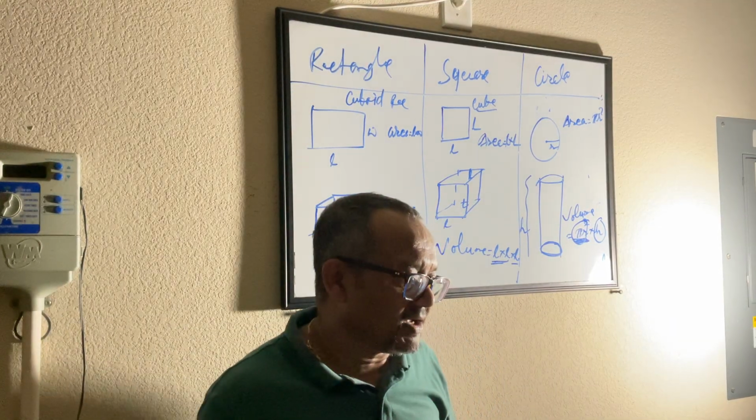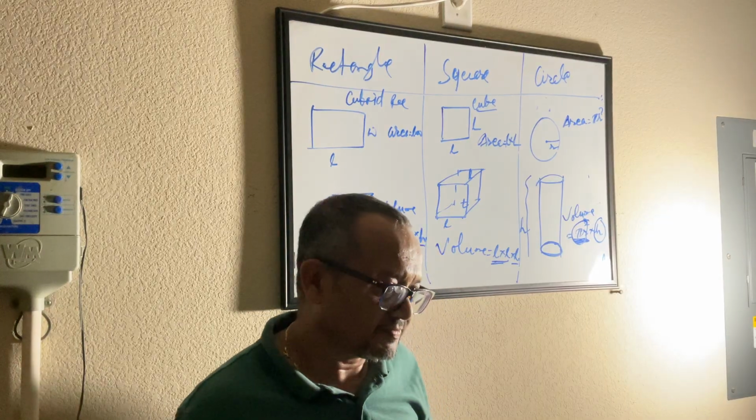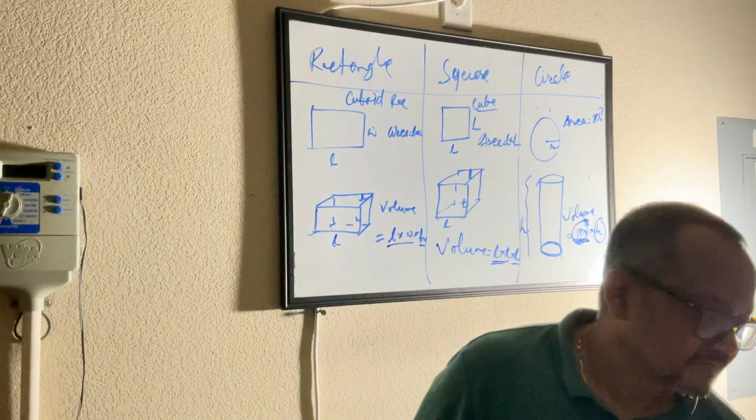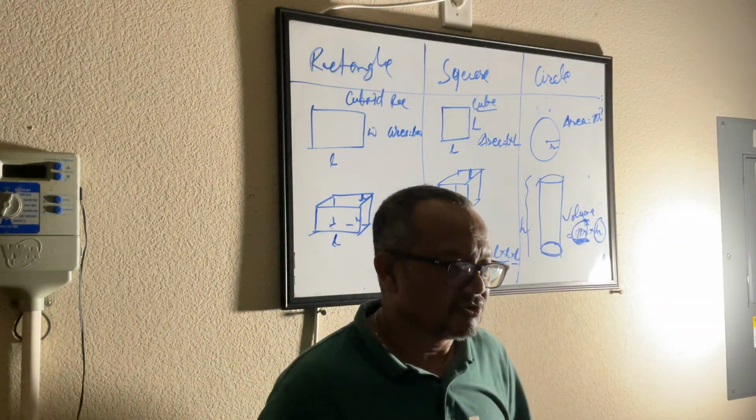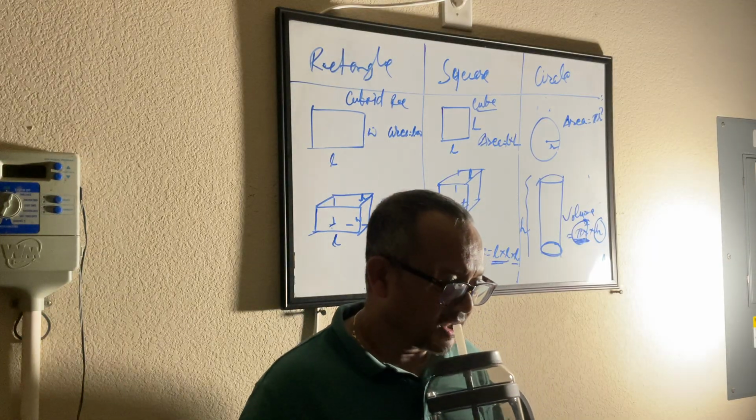Is it making sense so far? Vasundhara, Advik, Arav.